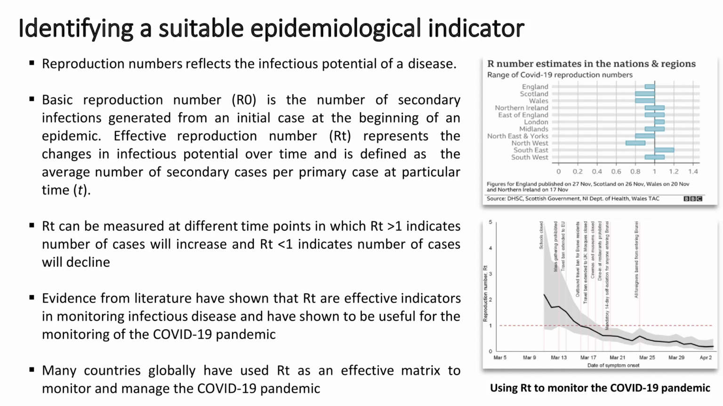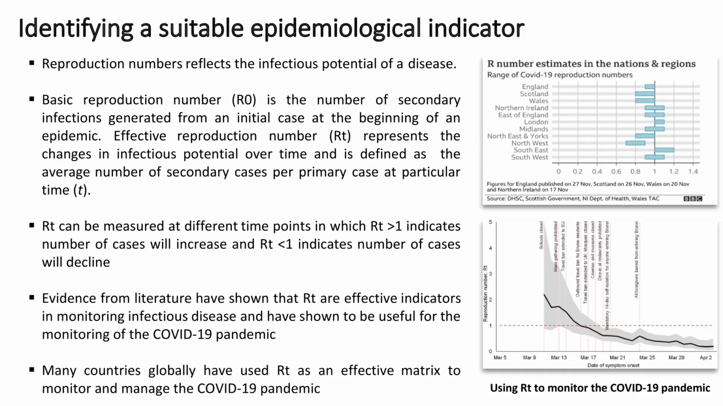The first step of our project was to identify a suitable epidemiological indicator to monitor the COVID-19 pandemic in Malaysia. Here, we used reproduction numbers. Reproduction numbers reflect the infectious potential of a disease. Basic reproduction number, or R0, is the number of secondary infections generated from an initial case at the beginning of an epidemic, while effective reproduction number, or RT, represents the changes in infectious potential over time and is defined as the average number of secondary cases per primary case at a particular time.